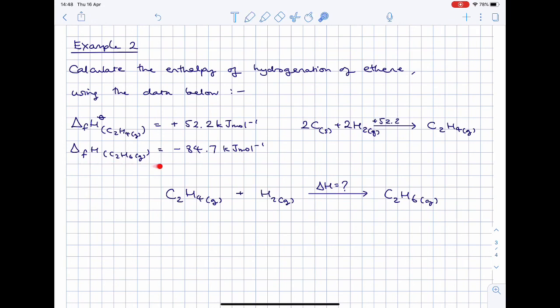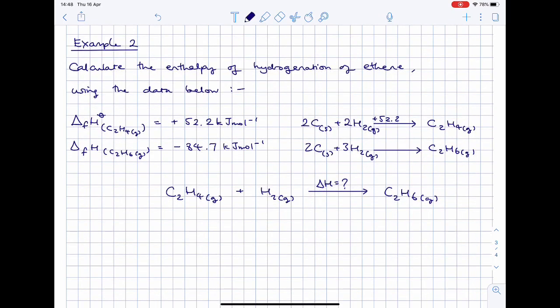So we can write the equation for the enthalpy formation of ethane. So that's forming 1 mole of ethane from its elements, which are carbon and hydrogen again. And we balance for 1 mole of ethane. We put the state symbols in. And we know the value for this enthalpy change is minus 84.7.